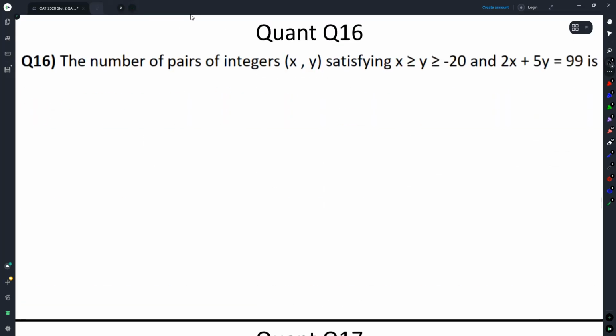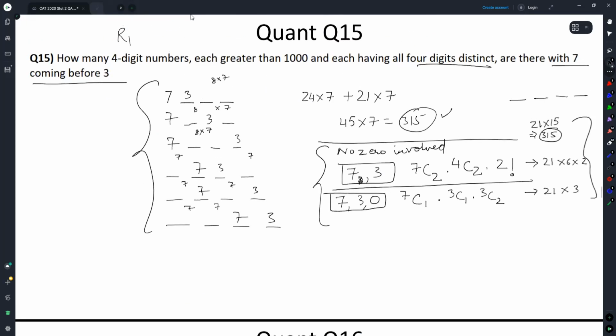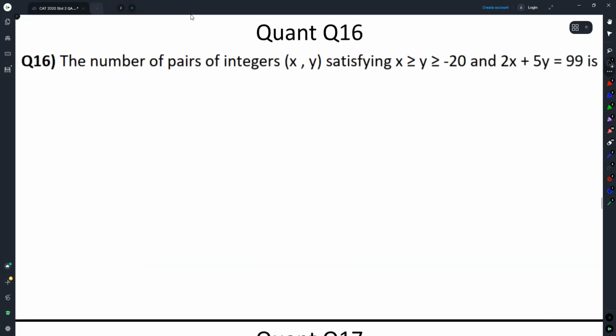Let's go. The number of pairs of integers x, y satisfying x is greater than y is greater than, okay. Round 1, I am rating it. The number of pairs of integers x, y satisfying x is greater than or equal to y is greater than or equal to minus 20 and 2x plus 5y is equal to 99.